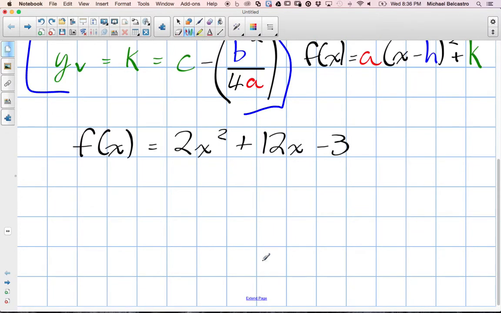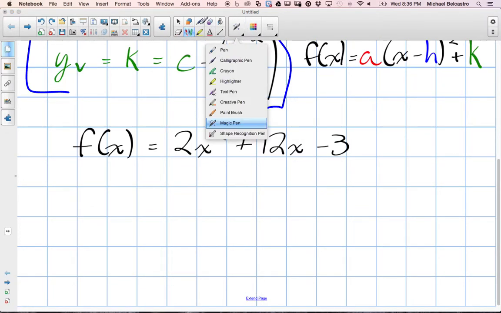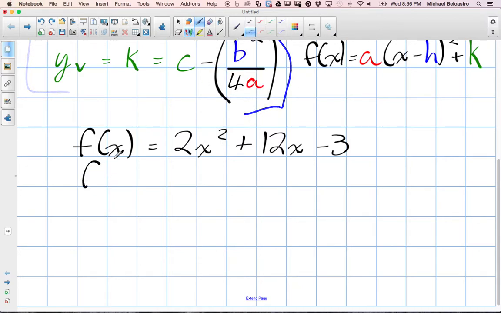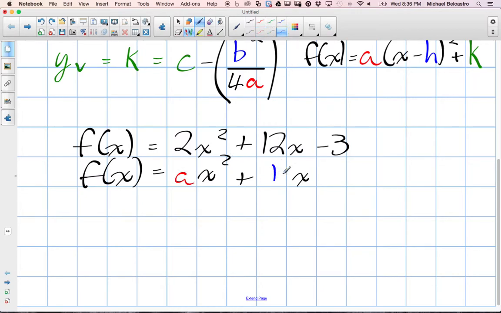So let's try this. The first thing we need to be able to do is figure out what our a, b, and c are. I'll quickly write them out here. Our a value is 2, which means going into vertex form, we already know we're going to have 2. Our b value is 12, that's important for the formulas, and our c value is, sorry, not 12, negative 3, which is important for our formula.